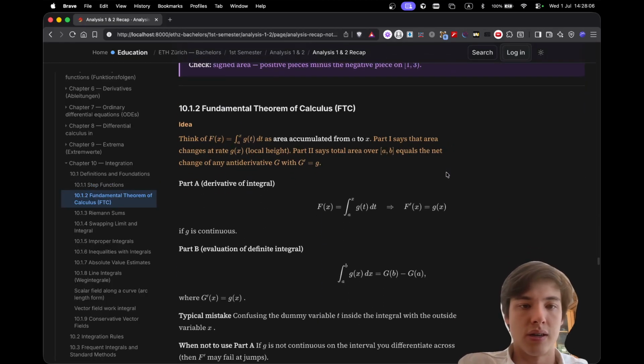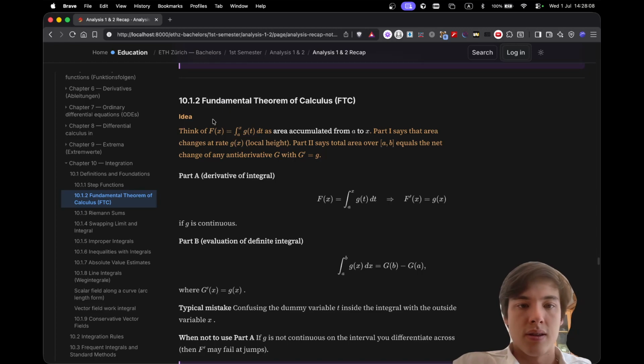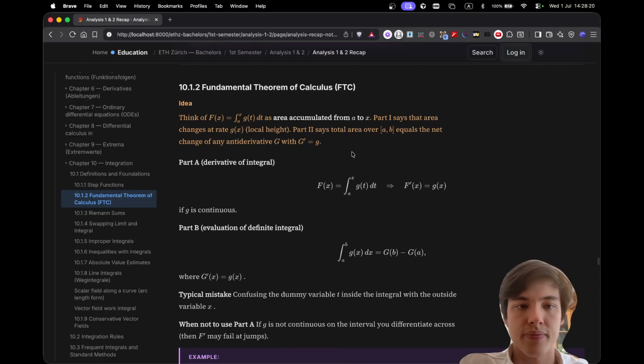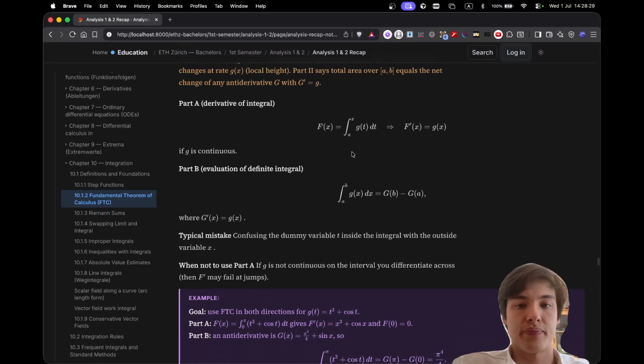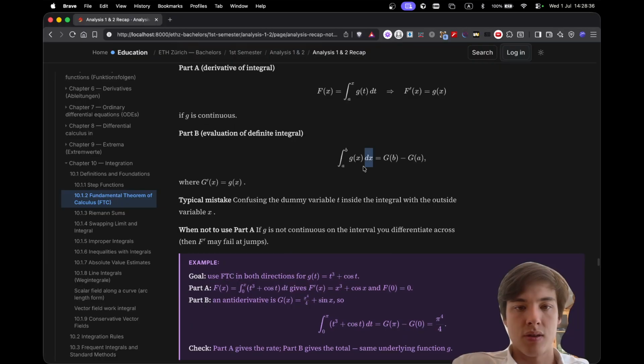I'm not gonna really look at it. The fundamental theorem of calculus. This is the integral of this. It's like the area accumulated between a and x. g is continuous. We evaluated.